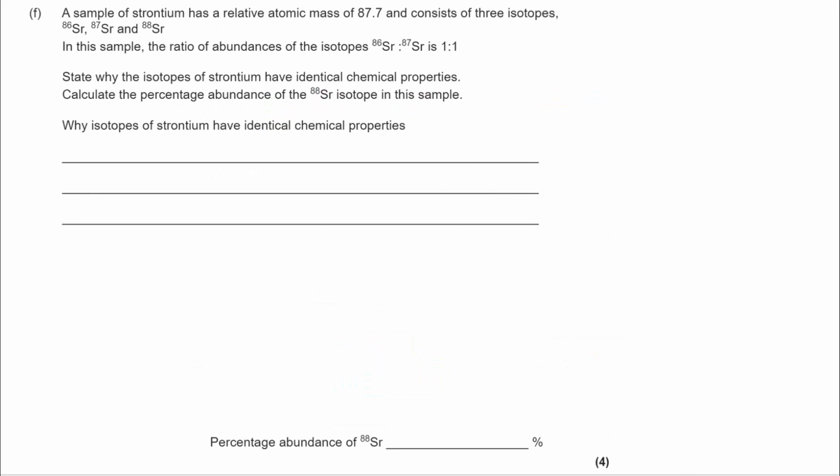And this is one of the more complicated varieties of mass spec calculations, but actually there is a fairly set route that you can take through something like this. So we've got three isotopes, 86, 87, 88. We know nothing about 88, but we do know that 86 and 87 have an equal abundance. Now that helps us as we go through the calculation.